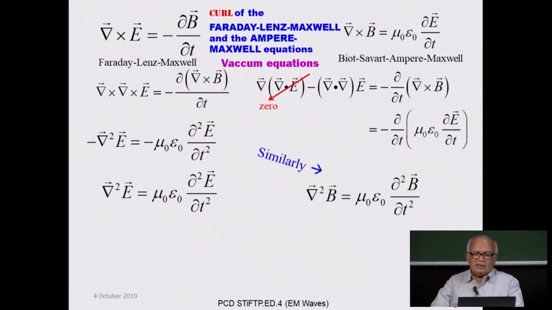And you can get, by doing exactly the same type of trick on the other equation, the Ampere-Maxwell equation, an identical equation for the magnetic field B. So, you have got these two wave equations, and this is really incredible, because whenever you talk about a wave, you know that a wave carries energy.